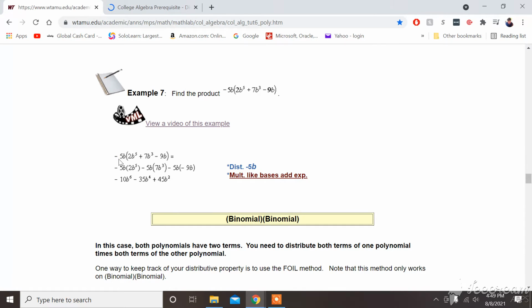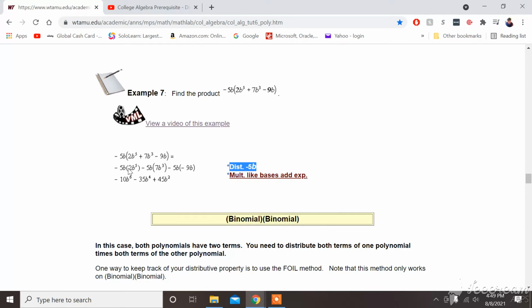-5b parentheses 2b to the 5th power plus 7b to the 3rd power minus 9b. Just bring it down. And distribute -5b to every term.